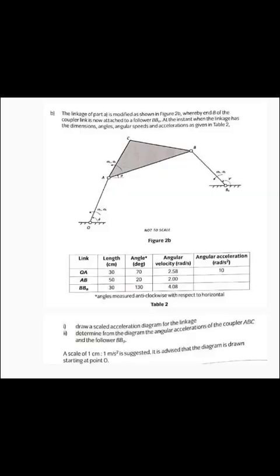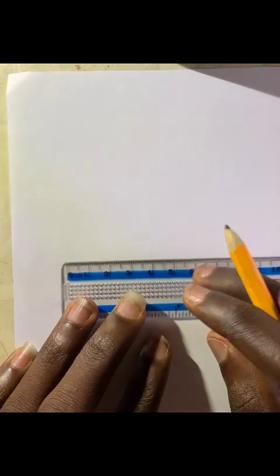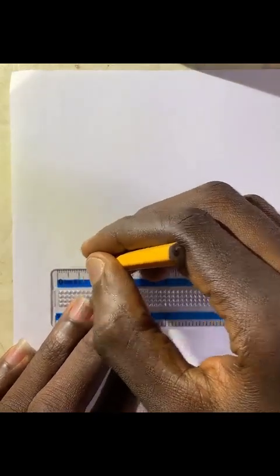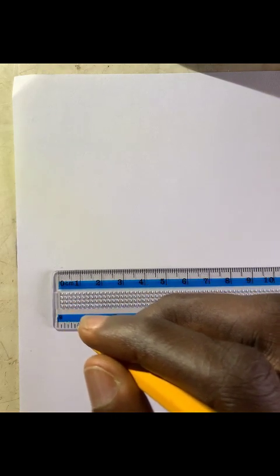Looking at the diagram now, for OA we are using 3 centimeter, AB we are using 5 centimeter, and BB not we are using 3 centimeter. So let me draw the diagram. I want to draw a diagram. Just draw a straight line here. Then the angle there, I think the angle there should be 70.